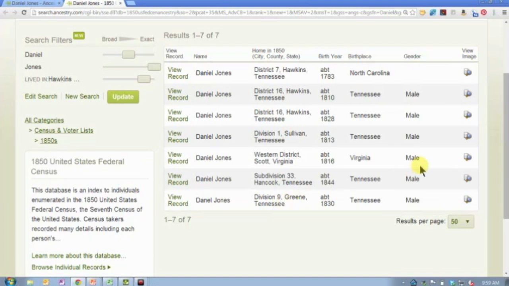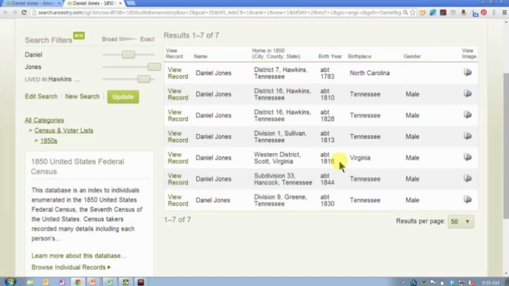Now, one of the things that you're probably going to notice very quickly is that some of these men have birth dates that are very close to each other. I've got an 1810, an 1813, and an 1816. So these 3 men are very close in age to one another. And that's important to know because how do I know which one is my guy? If I'm looking for a Daniel Jones born in about 1812, how do I know which one is the right person? I need to be able to keep these men separate, not just for the sake of my first search, but for the sake of all my subsequent searches.